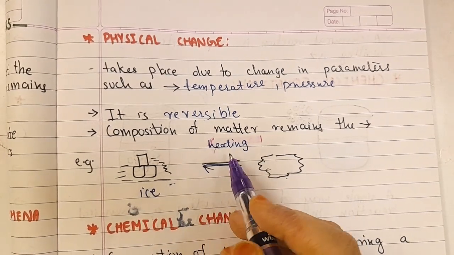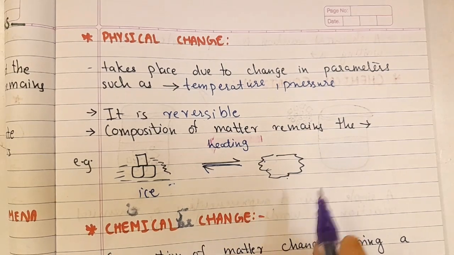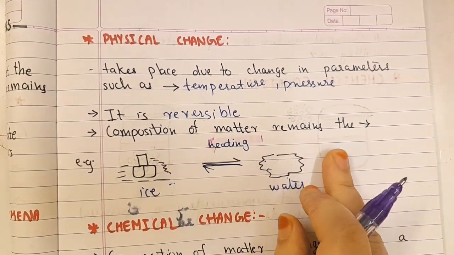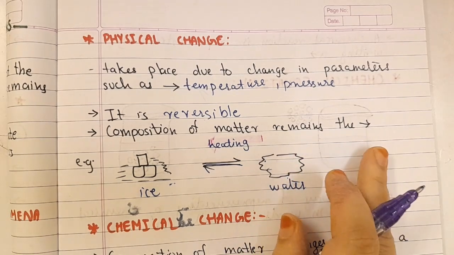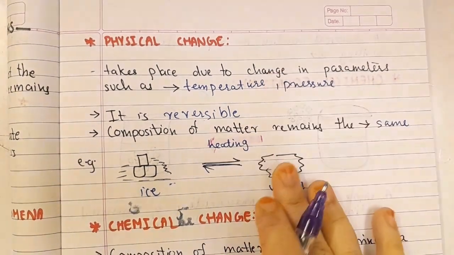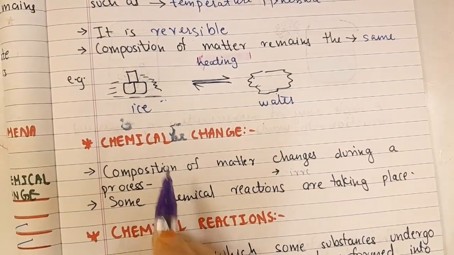That means by increasing and decreasing, we are changing the state of matter of ice and water. Okay, and the composition of matter remains the same over here. So this was about the physical change. Now let us discuss the chemical change.